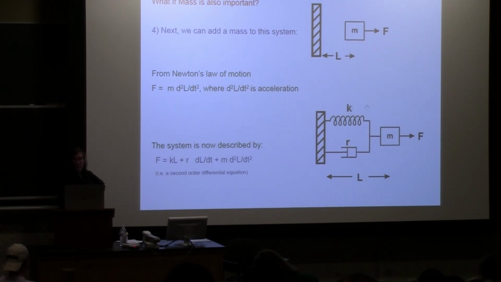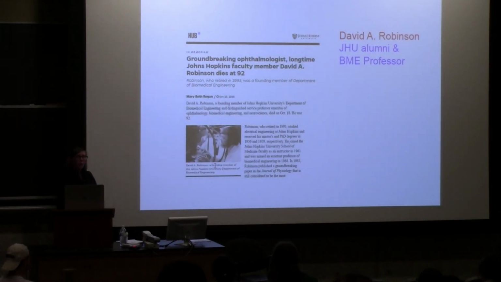So if we wanted to add that into the system, we'd now have something a little more complex, which would have this elasticity term, the viscosity term, and then this final term. And this final term brings us up to a second order differential equation. Okay, so that's just a basic high level review of mechanics, right?